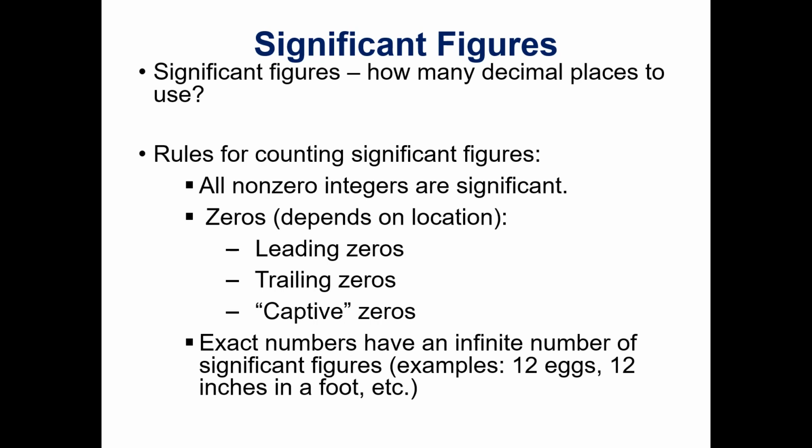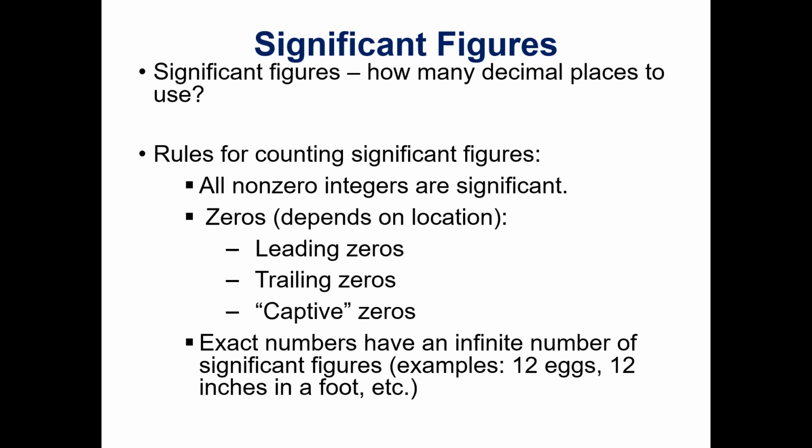So if we report a number that has too many significant figures, it looks like we were more precise than we actually were. If we report too few significant figures, it looks like we weren't very precise. So we want to give enough significant figures to be precise enough for what we're trying to do.